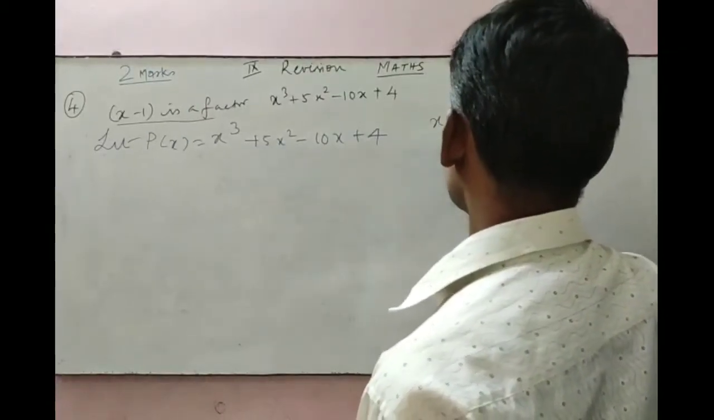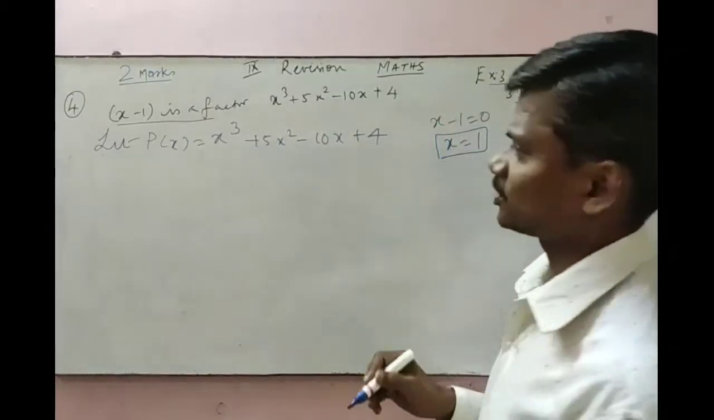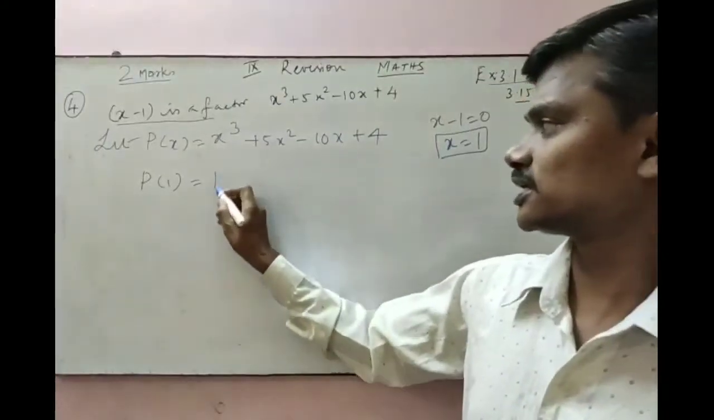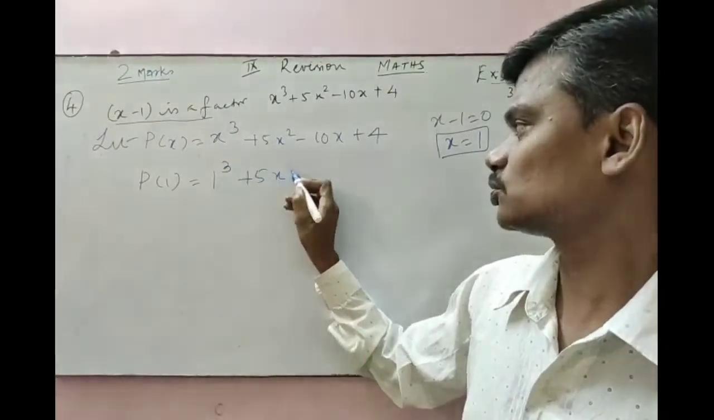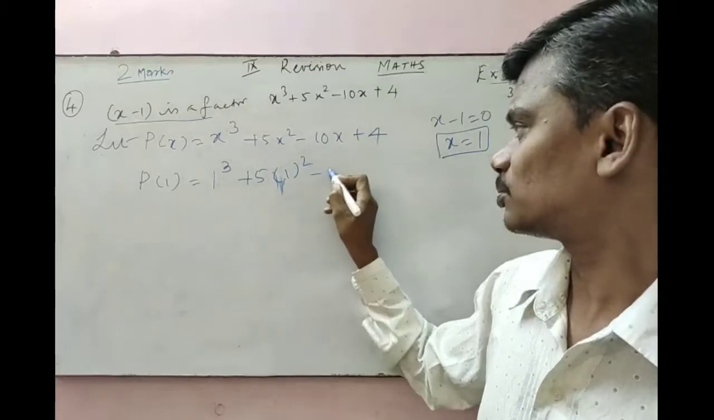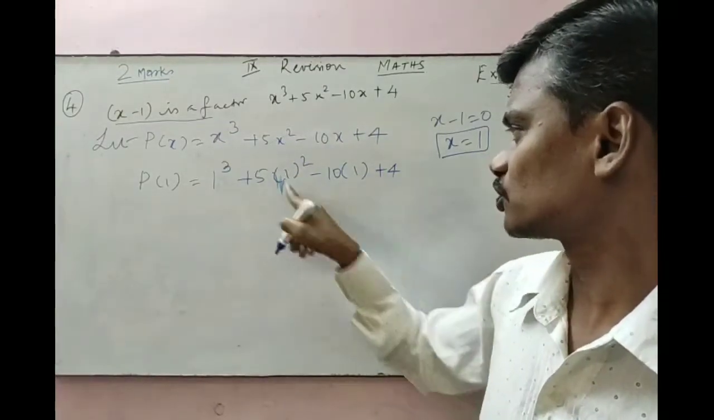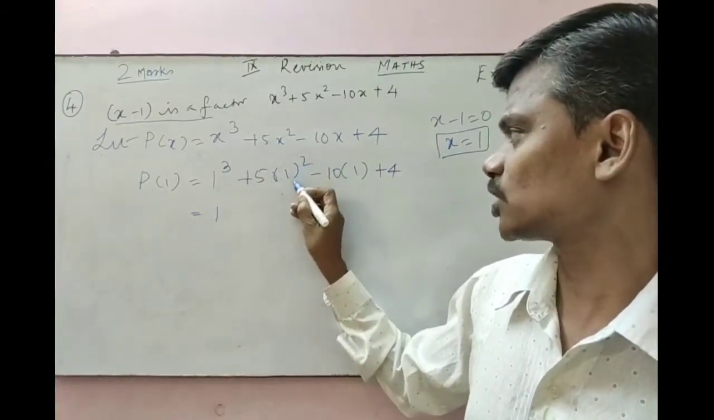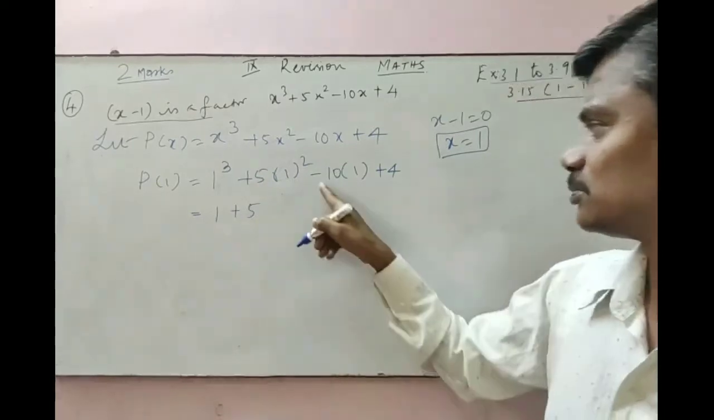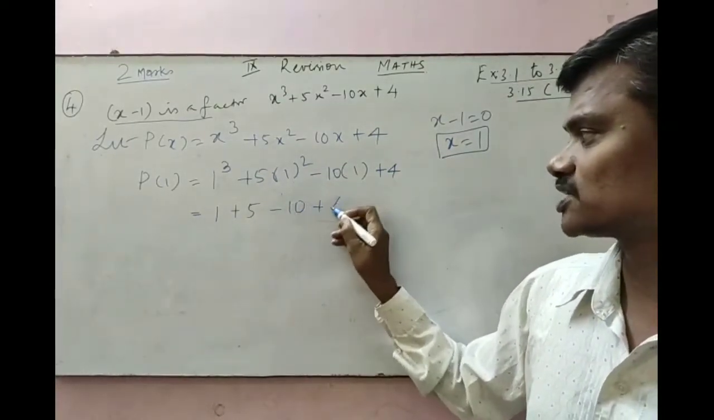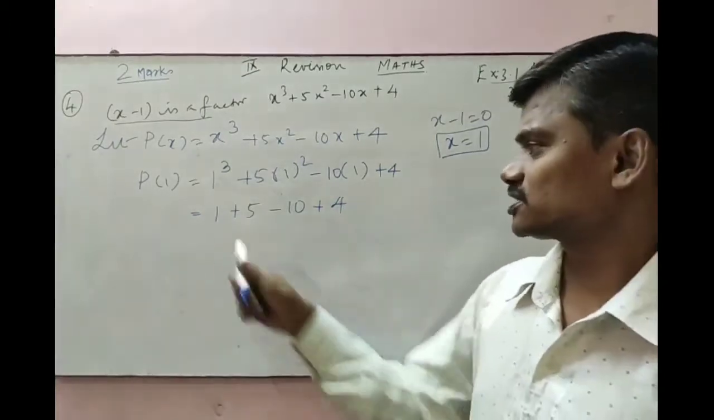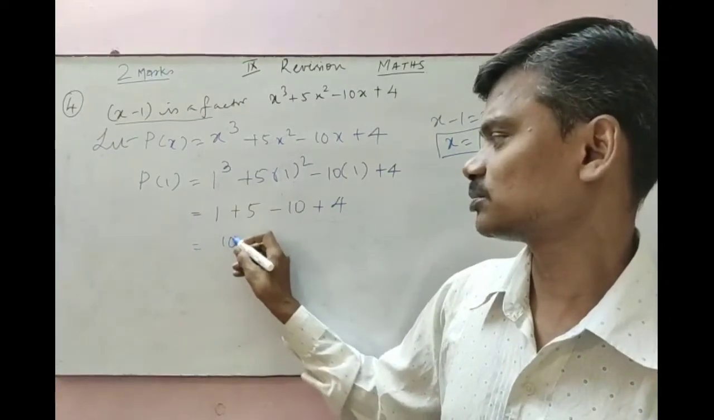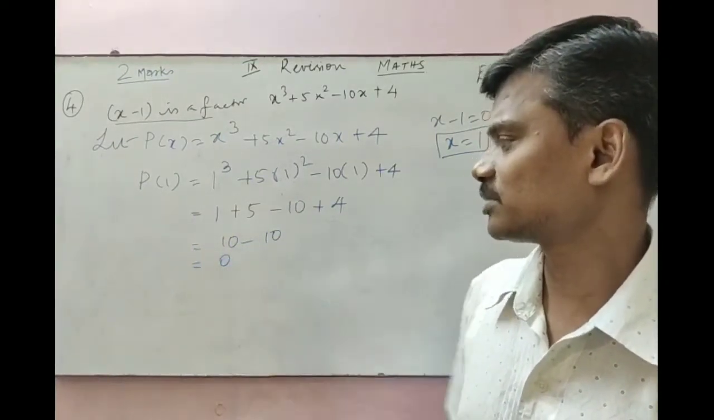If x minus 1 equals 0, you will get x is equal to 1. So I am going to substitute x as plus 1 here. If you substitute, you will get 1 cube plus 5 into 1 square minus 10 into 1 plus 4. If you simplify this, 1 cube gives 1, 1 square is 1, 1 into 5 gives 5, minus 10 into 1 minus 10 plus 4. Again we have to simplify this, 1 plus 5 gives 6, 6 plus 4 is 10, 10 minus 10 is 0. So we get the remainder as 0.